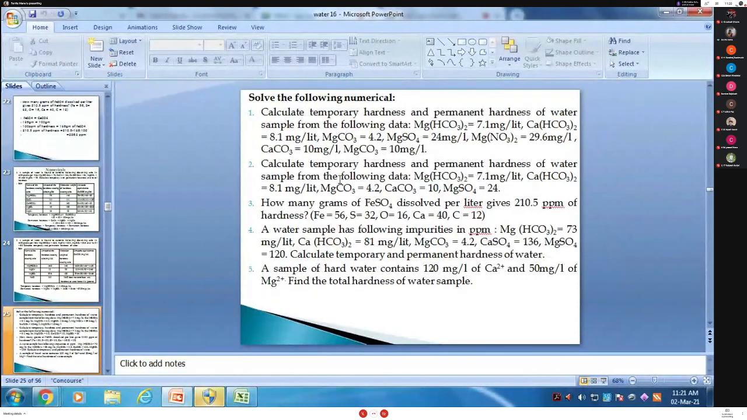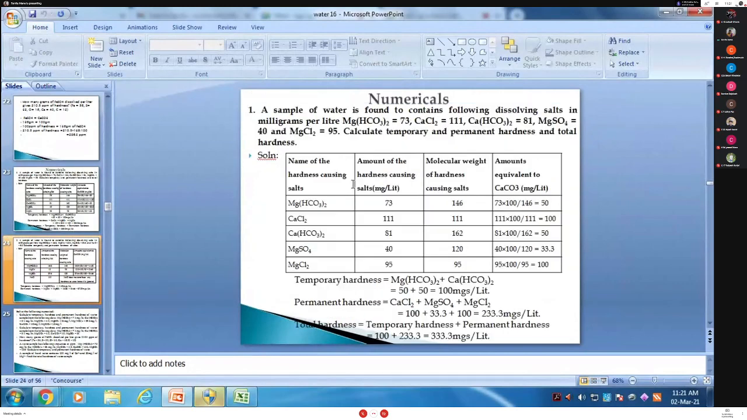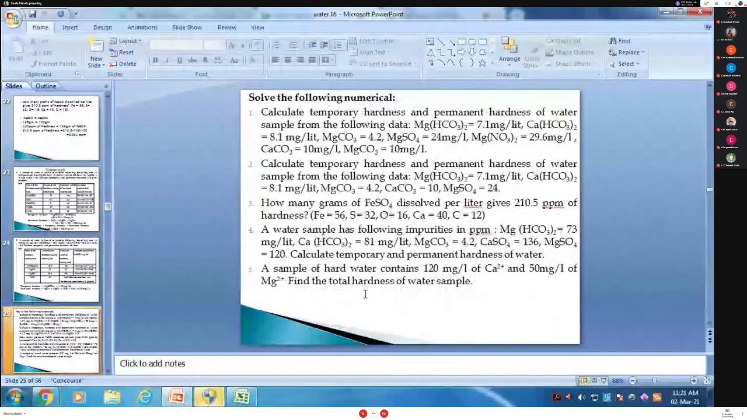Solve one problem step by step. Okay, I will show you the steps. Find out the temporary hardness, permanent hardness, and total hardness of water. Okay, this one is the step, and first the problem is the first problem. Write down properly on your notebook. First write down the problem.